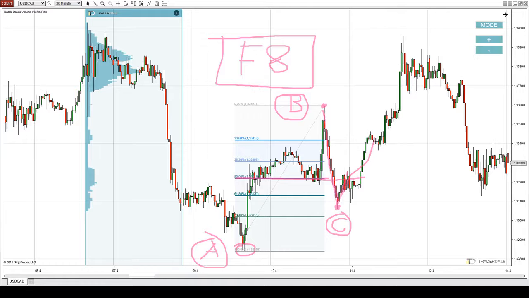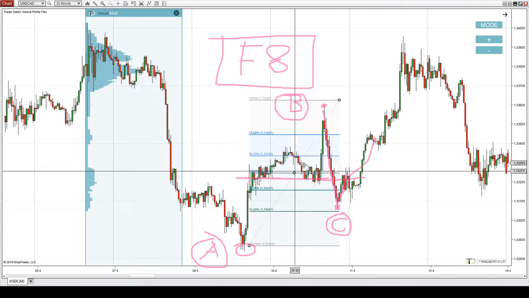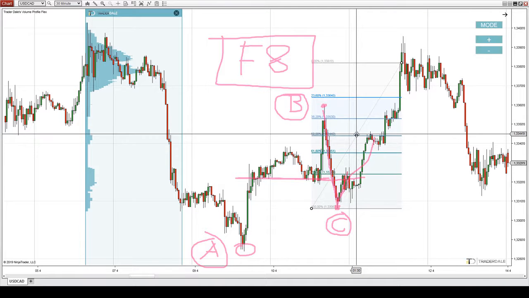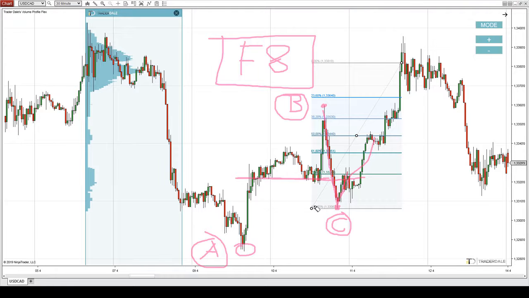And what you will do is you just move the Fibonacci like this. The beginning of the Fibonacci is at the point C, and it will point you to the point D. This is the point D. So you have A, B, C, D, and from this place, the ABCD setup tells you to go short.